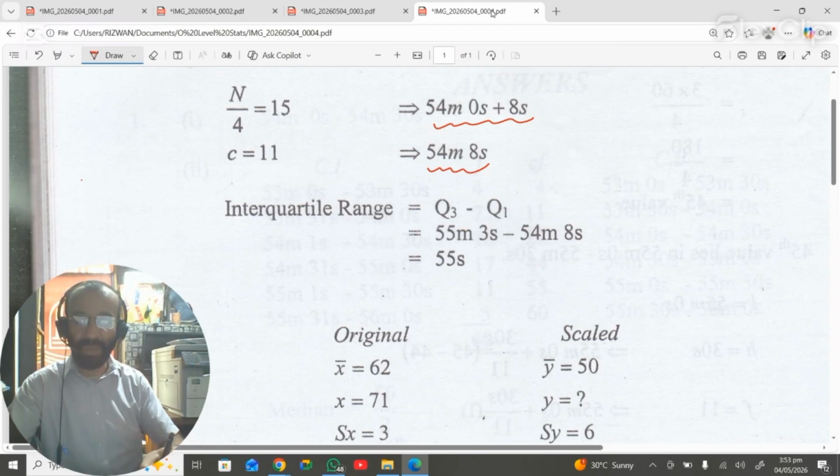And finally putting the values of the upper quartile, this Q3 is called the upper quartile and Q1 is called the lower quartile. So putting values into the formula, you will get this answer, that is the interquartile range.